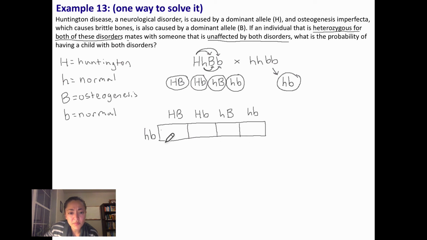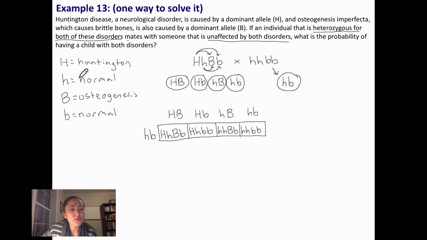So this offspring would have a big H from the one parent and a little h from the other, and a big B and a little b. Notice I always write the capital letter first for each pair. The next one would be a big H, little h, little b, little b. And the next one would be two little h's, a big B, and a little b. And the last one would be two little h's, and two little b's. We want to know the probability the child will have both disorders. So let me go back and look at my key.